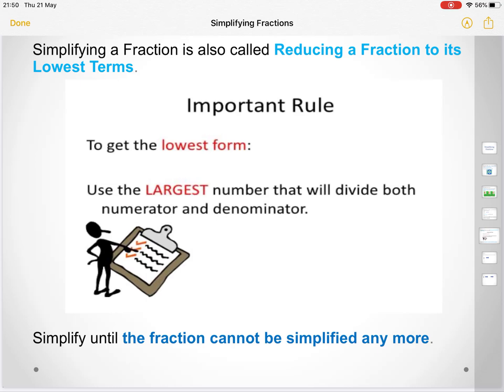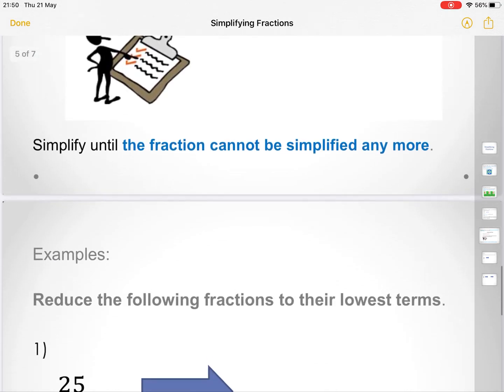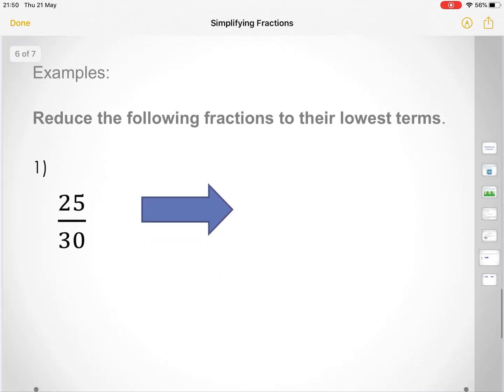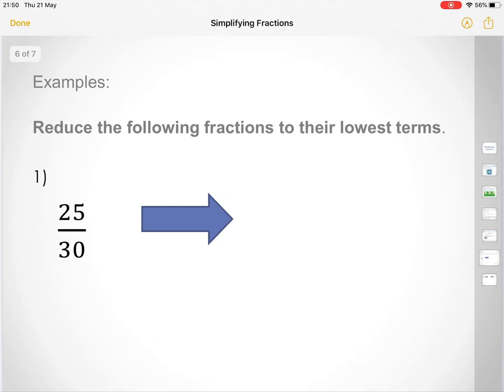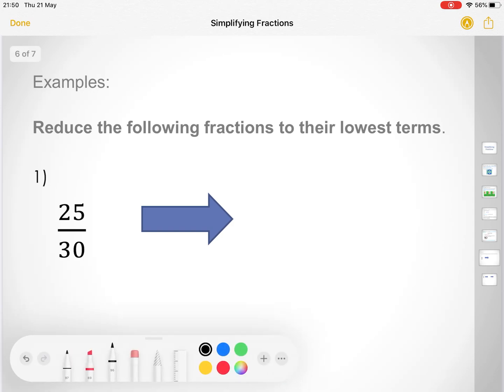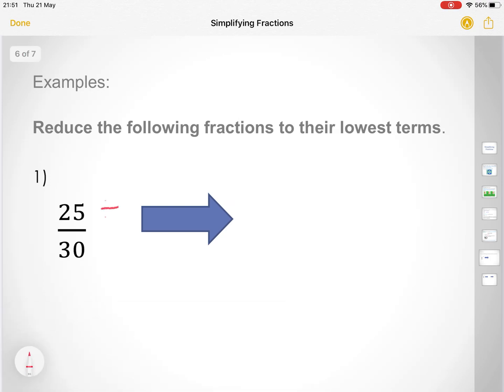Now, simplify until the fraction cannot be simplified anymore, alright? We just discussed it. Now, reduce the following fractions to their lowest terms. We're going to discuss some examples together. Now, 25 on 30. If I look at the fraction properly, I realize that both 25 and 30 are multiples of 5. So I'm going to divide the numerator by 5. I'm going to divide the denominator by 5.